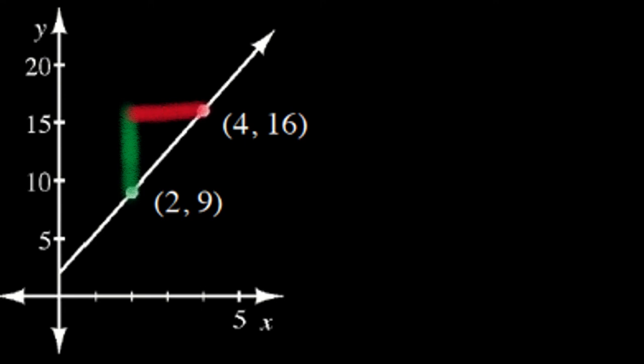My y value starts at 9 and goes up to 16, right? So that means that I have a change of 7 units. 9 plus 7 is going to put me up at 16. And I can see that x is starting at 2 and it moves over to 4. 2 plus 2 more would give me 4, so my run is 2. That means the slope of this line is 7/2. I go up 7 over 2 units.